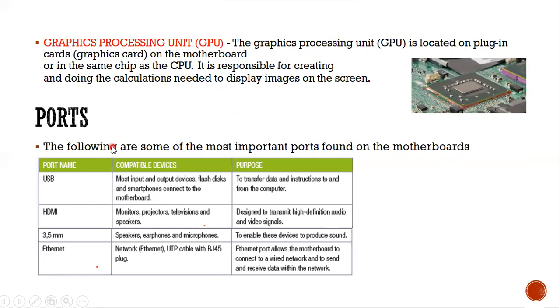Now your ports. The following are some of the most important ports on the motherboard. Your USB is a common port, and most input and output devices like a flash disk and smartphones can connect to the motherboard using a USB. The purpose is to transfer data and instructions to and from your computer, so you can copy to the computer or from your computer onto a USB device. Your HDMI is for connection of monitors, projectors, television, and speakers, designed to transmit high definition audio and video signals. So HDMI works with high definition transmission.